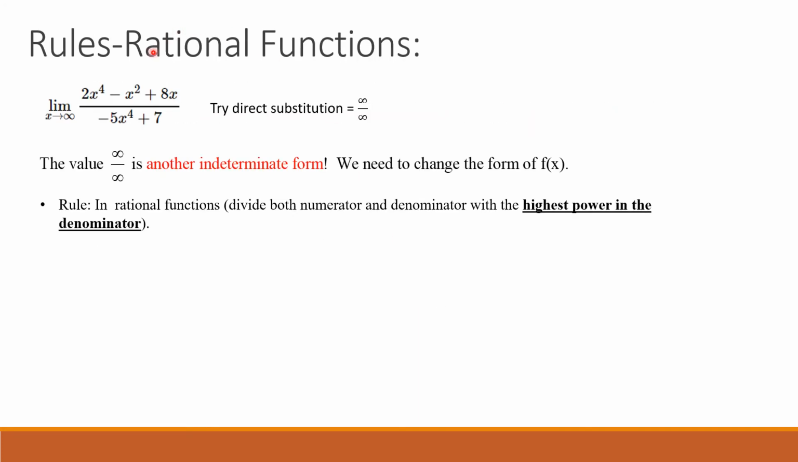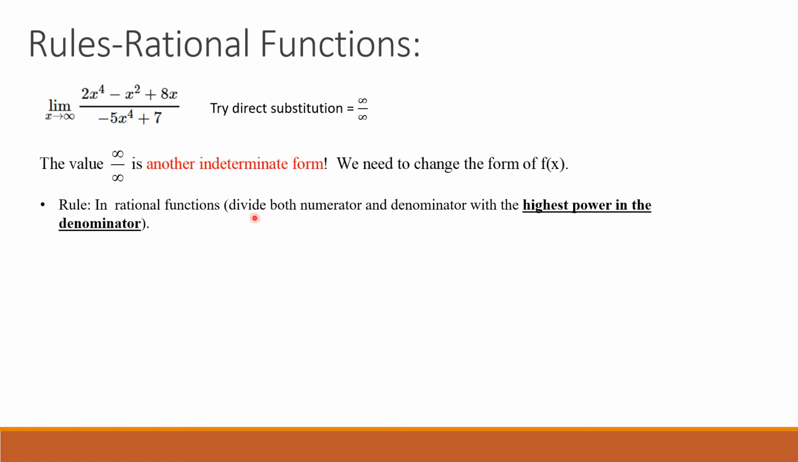Here comes another rule. This one is for rational functions, when you have a polynomial in the numerator and a polynomial in the denominator. If you try the rule of taking the highest power as a common factor upstairs, which is x^4, and then taking the highest power downstairs also, which is x^4, you will end up with infinity over infinity, which is indeterminate. So I need to change the form.